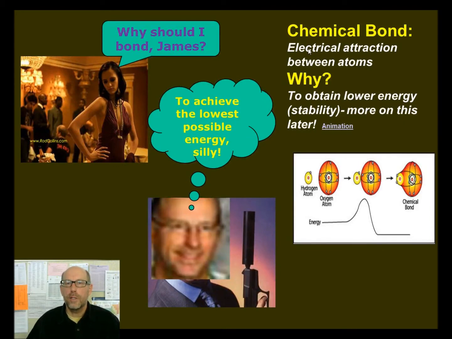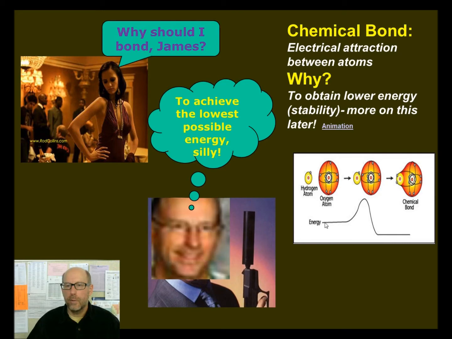And the definition for chemical bond is the electrical attraction between atoms. Why do atoms do this? Well, they do this, generally speaking, to obtain a lower energy, or at least for the universe to obtain lower energy. And sometimes there are some other factors involved here. Now, if you look at this diagram, here's a couple of atoms before they bond, and here are those atoms after they bond over here.